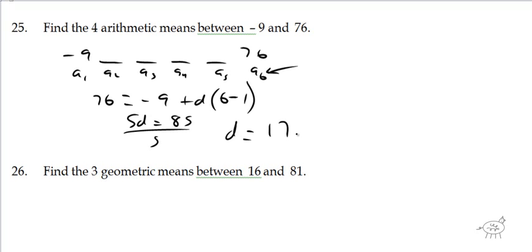So that means with that 17, I add 17 to this, and I get 8, and I add 17 to this, and I get 25, and I add 17 to that, and I get 42, and I add 17 to that, and I get 59. Just to check it, I add 17 to that, better get 76, and I do. Okay, so those numbers highlighted right here, those are my answers.